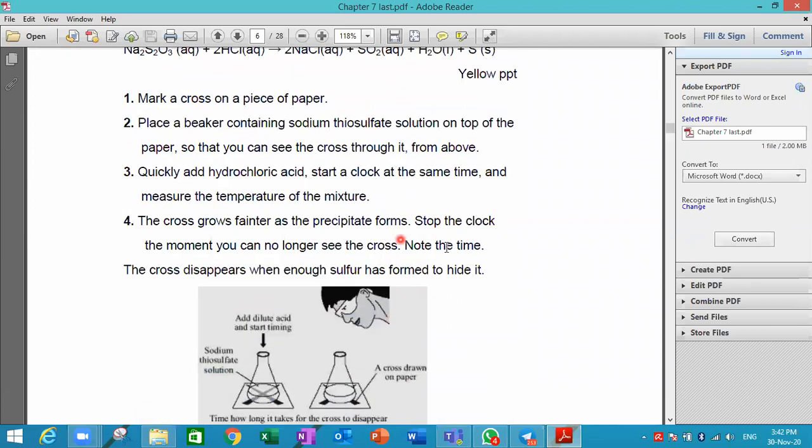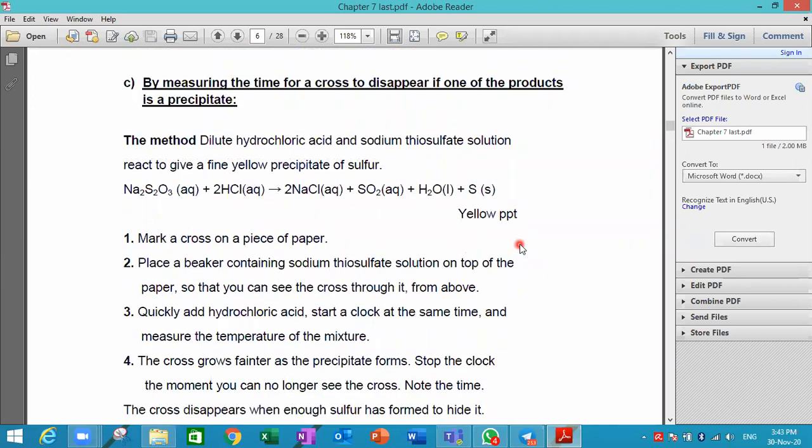Yes, Miss, in this experiment, how is it a yellow solid if it's not a transition metal?